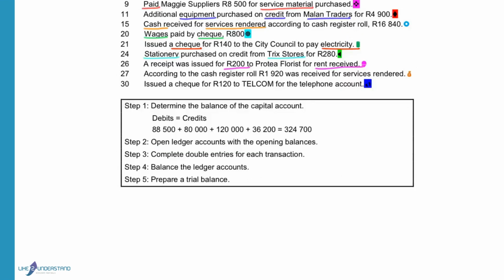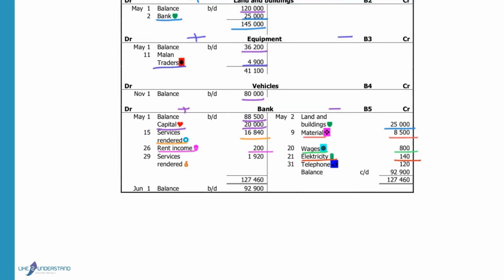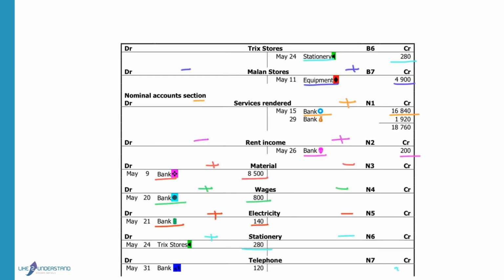According to the cash register roll, money was received for services rendered. So it means we received cash, so the bank account will be debited and services rendered will be credited. The money in the bank increased with the money that we received. The income in the business increased with 1,920 and the bank account was debited.